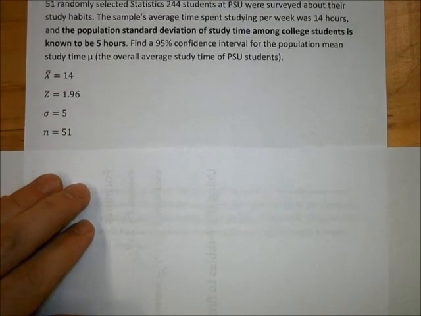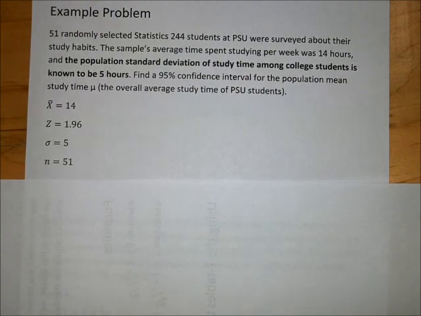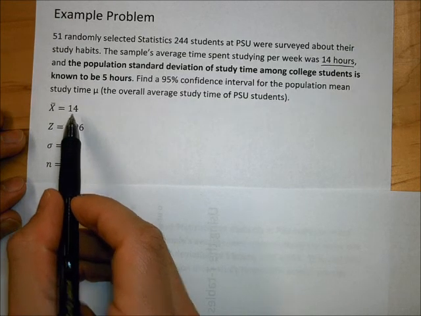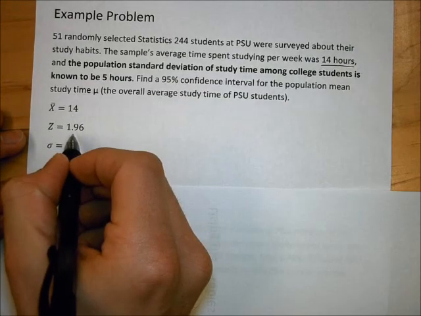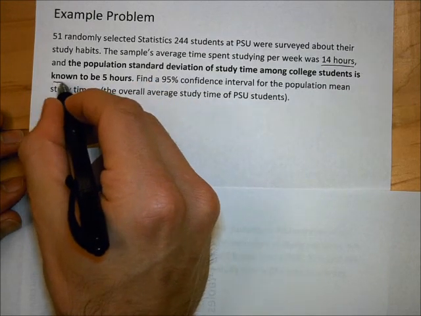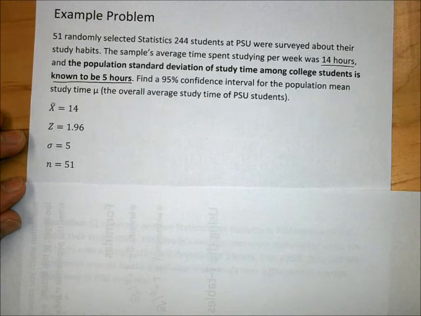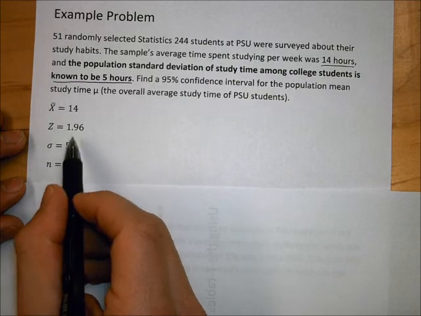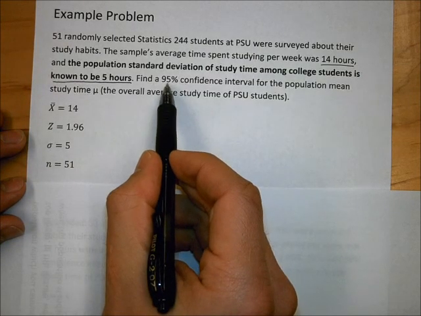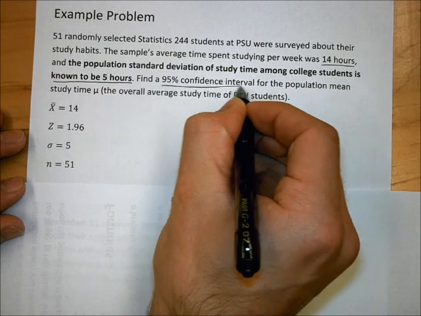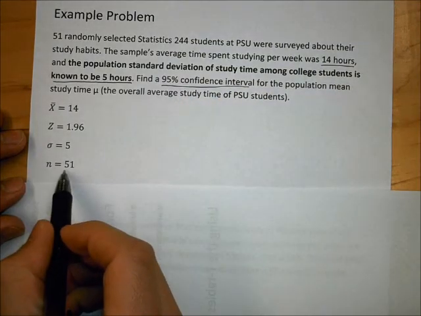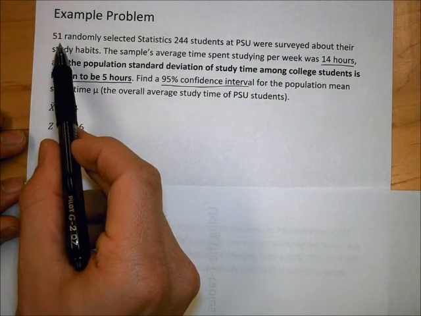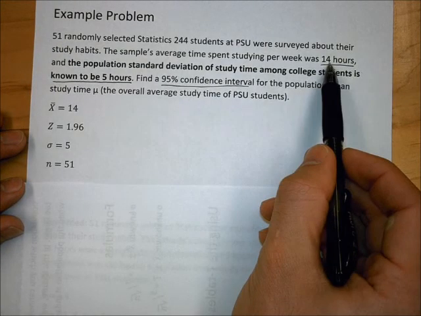The important information from the question is that the sample mean was 14 hours per week. Here we see that there. The z-score of 1.96 comes from the fact that we know that the population standard deviation, sigma, is 5 hours. Here we indicate sigma equals 5. 1.96 also guarantees us a 95% confidence interval. Our sample size here is n, 51. That's because 51 students were randomly selected, and those 51 students were recorded for their average study times.